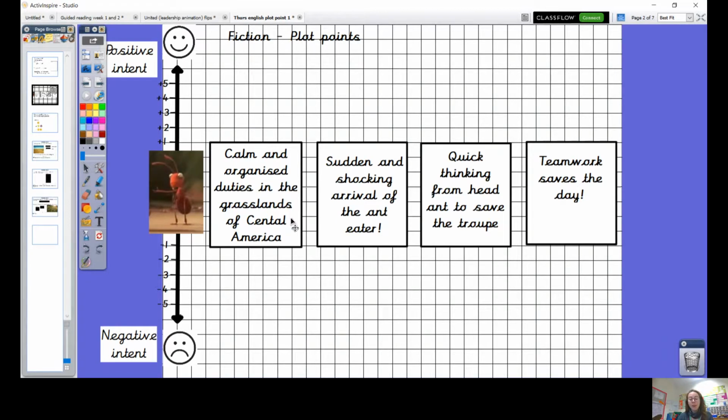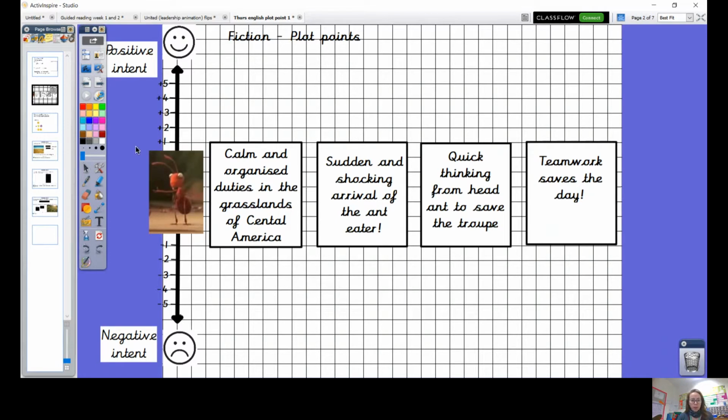So today we're going to be writing about plot point 1. It's the calm and organised duties in the grasslands. So we're almost describing the setting today, and we're going to be using those noun phrases that we talked about yesterday. Perhaps you might want to pause the video now and just remind yourself as to what a noun phrase is. You might want to flick back in your English book to see some examples from yesterday if you need to.